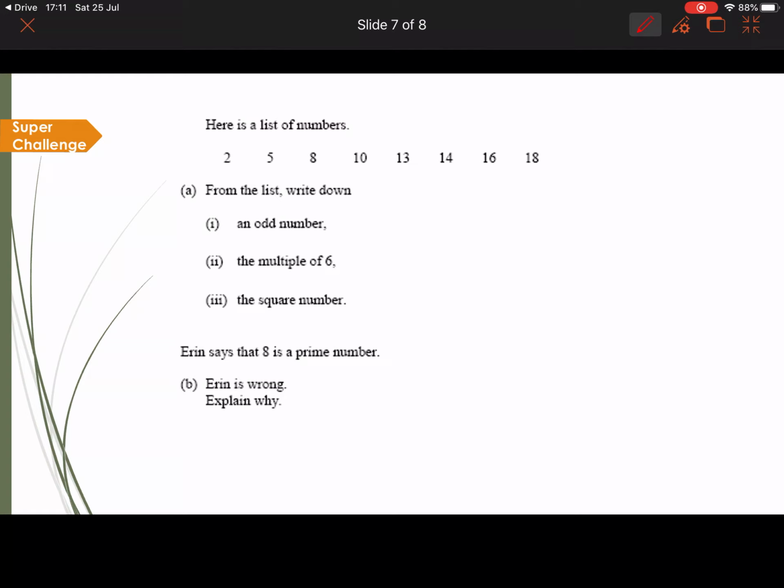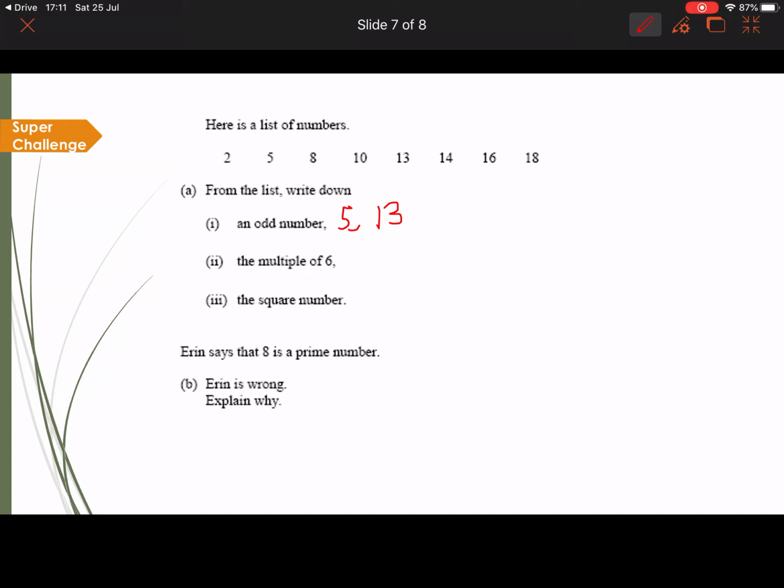Have a go at this challenge question. Press pause and then press play again when you're ready for the answer. You're given a list of numbers and asked from the list to write down an odd number. Now, an odd number is any number that is not a multiple of 2. So it could have been 5, or it could have been 13.